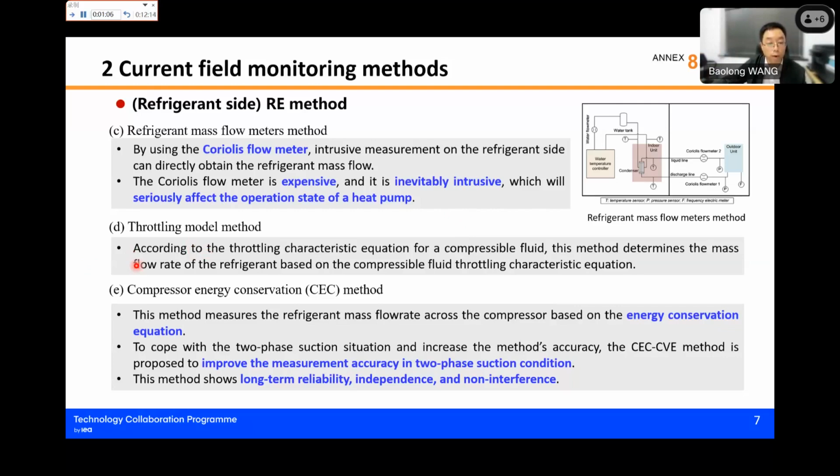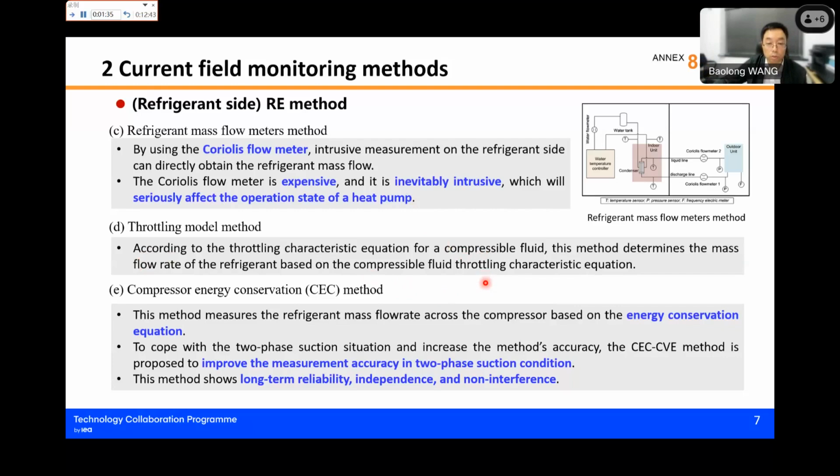The fourth one, we call the throttling method, which means that we use the performance curve of the expansion valve by testing the inlet pressure and outlet pressure, and also the inlet state of the refrigerant, so we can calculate the real mass flow rate in the system. So we can get the mass flow rate, and calculate the cooling and heating capacity. We can calculate the COP of the system.